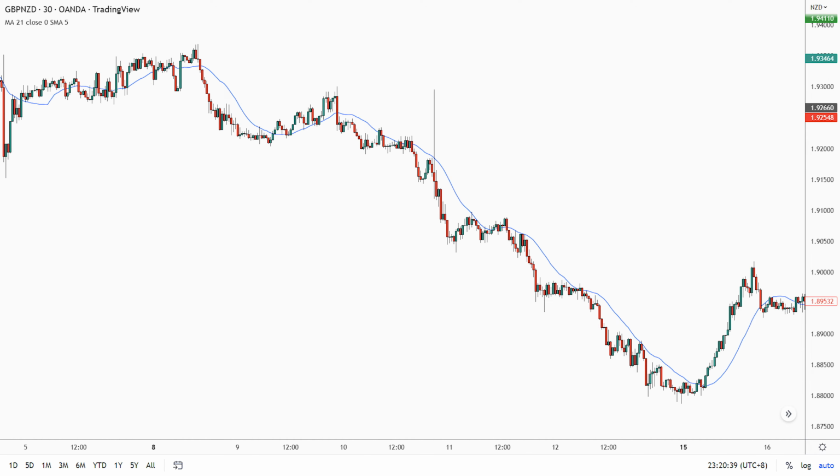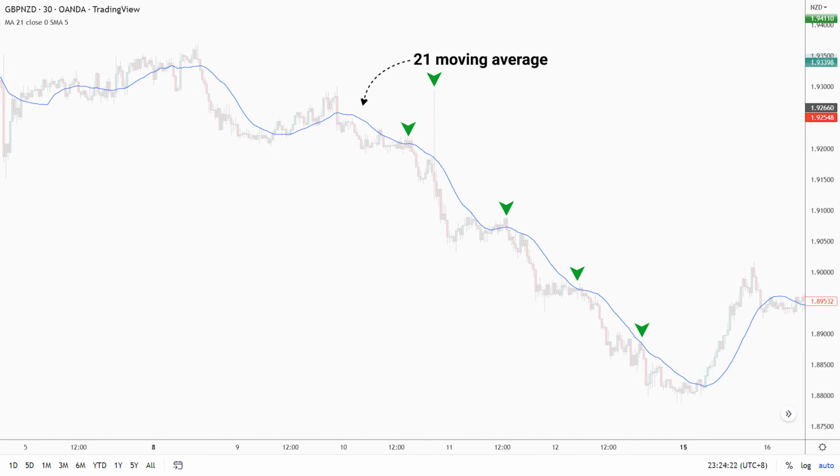Second function of moving average is to act as a dynamic support and resistance. On the 30-minute time frame of pound NZD, we can see that as price pulls back to the 21 moving average, it rejects it and continues to move down. Price pulls back, then is rejected by the 21 moving average and continues down. Another pullback, rejection, and continuation. Again, pullback and continuation. From these 5 pullbacks, what acted as resistance is the 21 moving average.